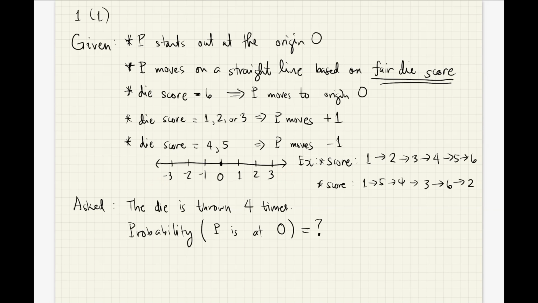Okay, now suppose you get a 4 or a 5, then P will have to move backwards to the negative direction, and that's by 1 unit. So suppose that P is now at 2. If you roll a 4 or a 5, it will have to move to the left by 1 unit, so it will now be at 1. Now, to understand this better, we have 2 examples here.